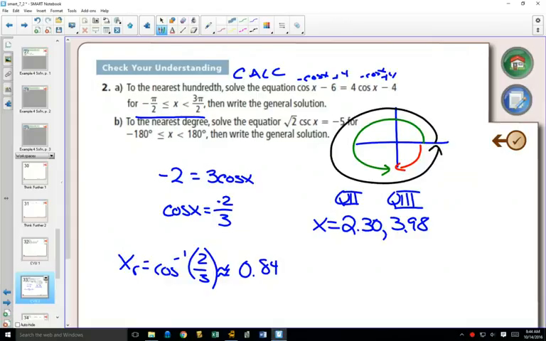So now when we check our answers, well, quadrant 2 is good, and quadrant 3 is good as well. We didn't have to change anything. Sometimes you're going to have to cross out some answers and add a negative answer instead. But in this case, both of those answers were fine. Yes?